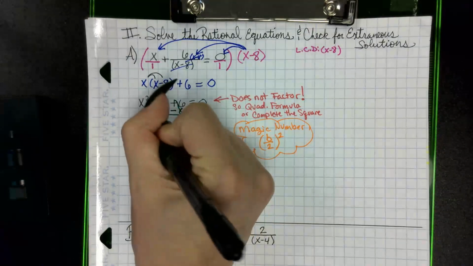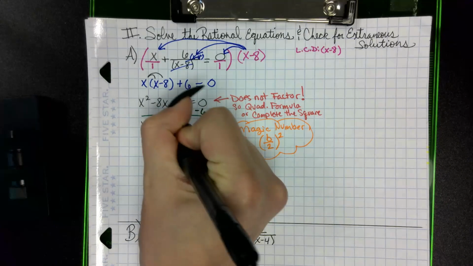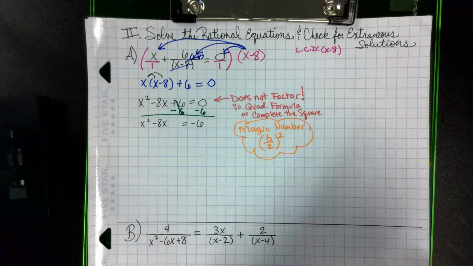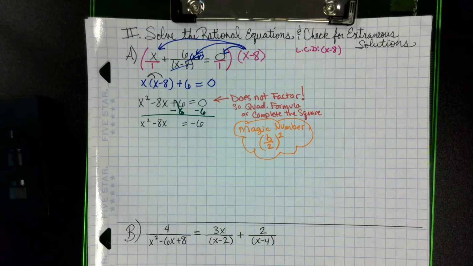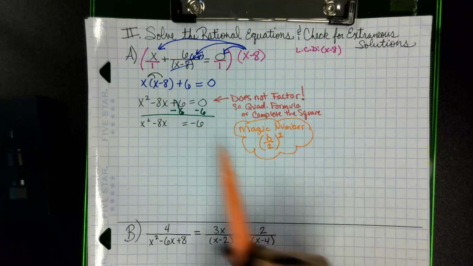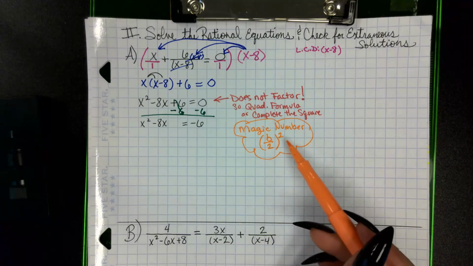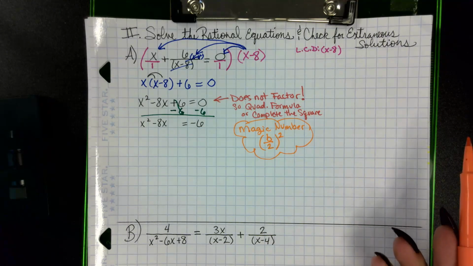So I have x squared minus 8x equals negative 6. Because I want a new c value, a c value that's going to make this really easy to work with, what I call the magic number. You take the b. It doesn't matter if it's positive or negative because you're going to end up squaring it, so even if it's negative, it's going to become positive.